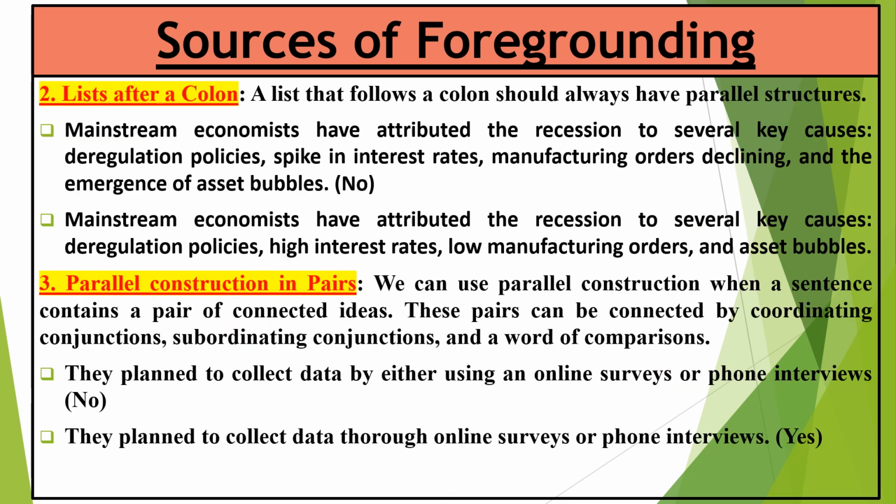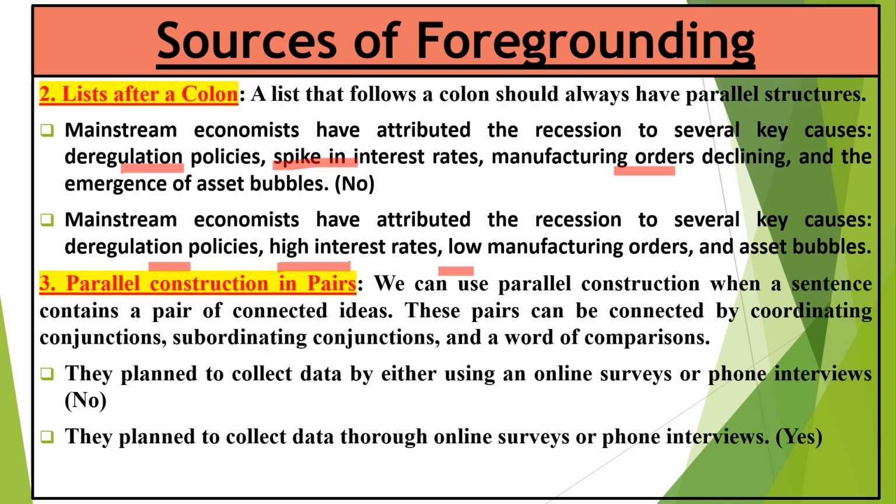Also, after a colon, we can use parallel structure again, as in: mainstream economists have attributed the recession to several key causes: deregulation policies, spike in interest rates, manufacturing orders declining, and the emergence of asset bubbles. But if you just see: deregulation policies, high interest rates, low manufacturing orders, and high asset bubbles, or you could simply say and asset bubbles.